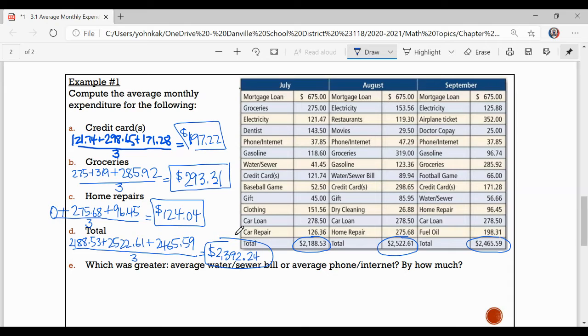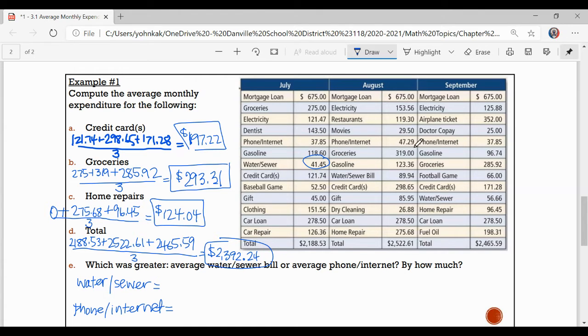All right. Finally, part E, which was greater, average water sewer bill or average phone and internet, and by how much? Okay, well, we should probably do water and sewer. So let's see, do water and sewer. Find the average. Then we have to do the average of the phone internet. All right, so water sewer.